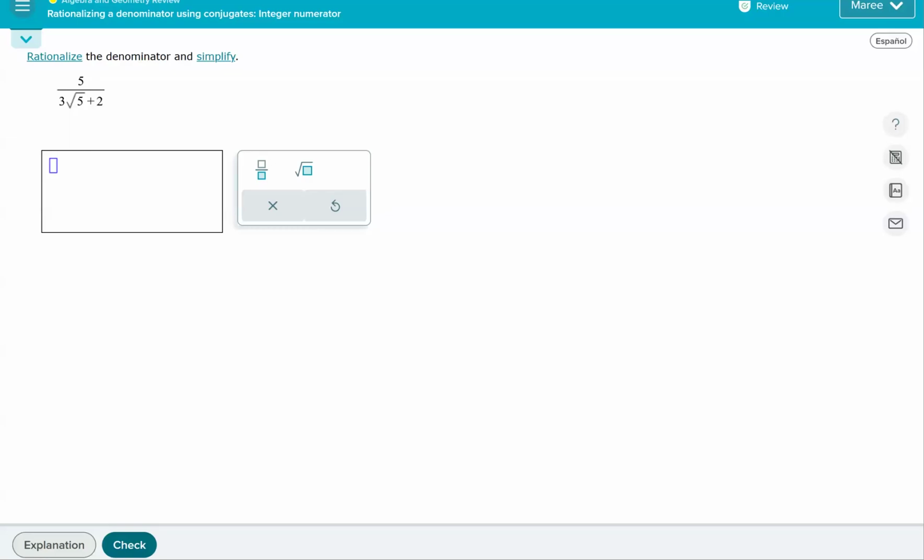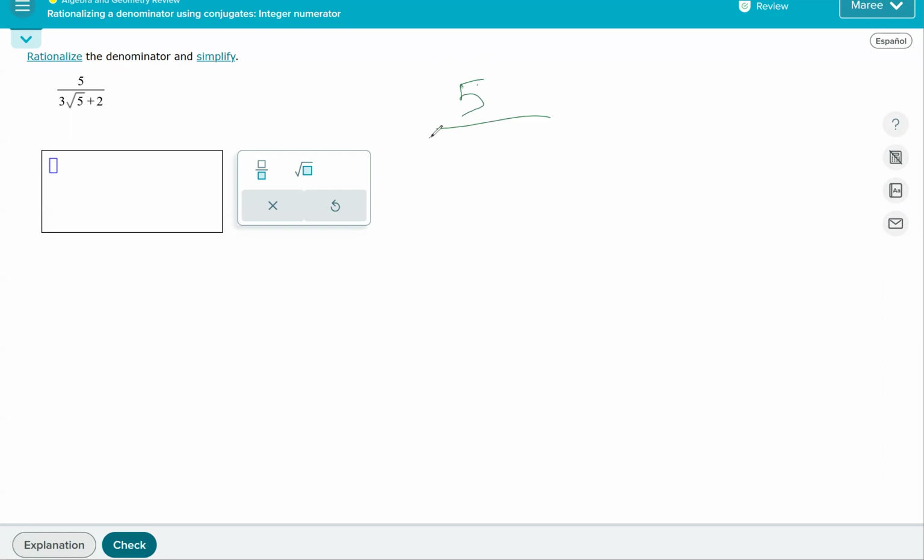This topic is called Rationalizing a Denominator Using Conjugates, Integer, Numerator. Rationalizing a denominator just means that we want a rational number in the denominator, not an irrational number. Currently we have an irrational number. That root 5 in there is making the whole thing irrational. So we want to multiply by the conjugate.